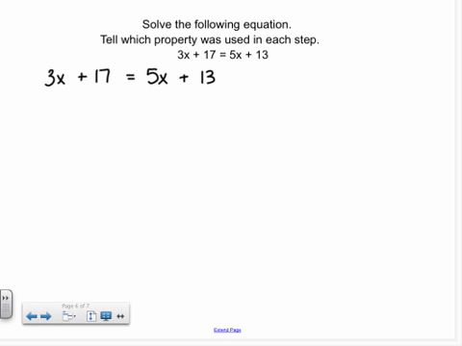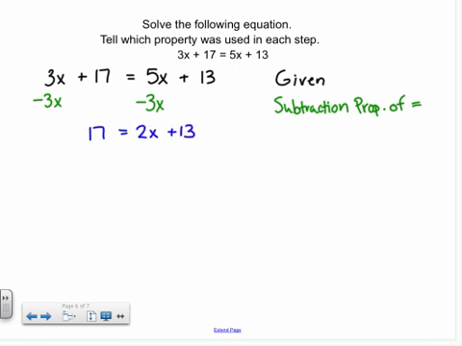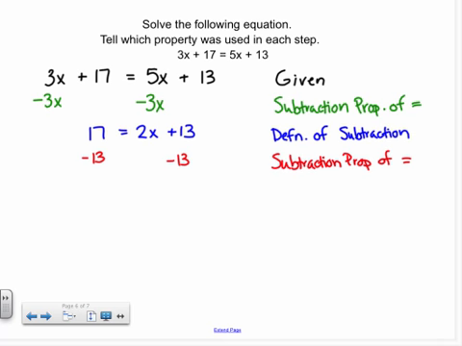Now our equation is 3x plus 17 equals 5x plus 13. Start by subtracting 3x from both sides, the subtraction property of equality. Then we have 17 equals 2x plus 13. That's the definition of subtraction. Now combine constants by subtracting 13 from each side. Definition of subtraction again. Subtraction property of equality again. And then the definition of subtraction.